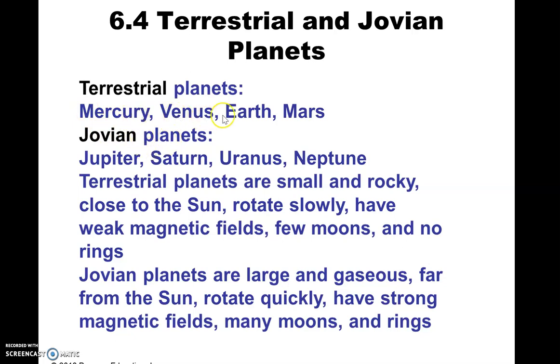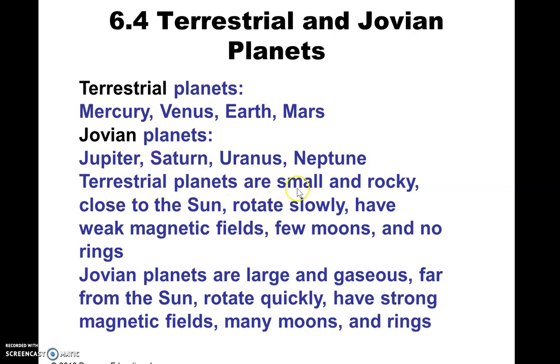Remember, the inner planets are smaller but higher density. Remember, the Earth has the largest density, about 5.5 grams per cubic centimeter. And then the Jovian planets have a much smaller density, closer to 1. In fact, Saturn's is less than 1. But they're much more massive. Right? They're way, way bigger.